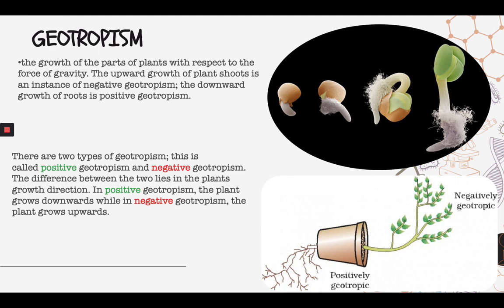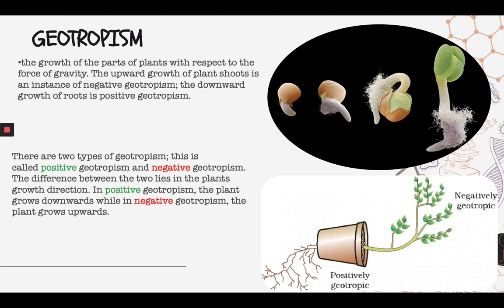So here we have geotropism, the growth of the parts of a plant with respect to the force of gravity. You might think that we have the gravity force, but the plants are actually going against gravity, and they have just a long grained shoot away from the soil. This we call geotropism. So the upward growth of a plant shoot is an instance of negative geotropism.